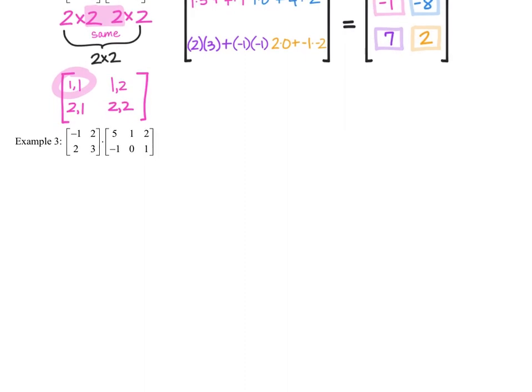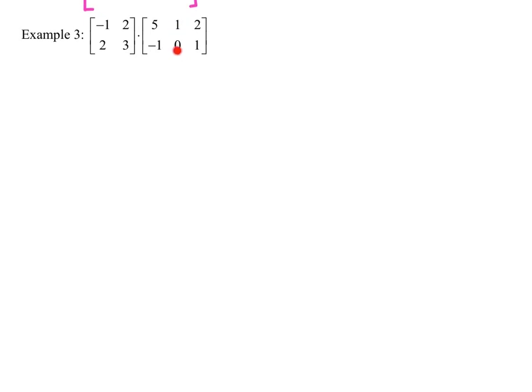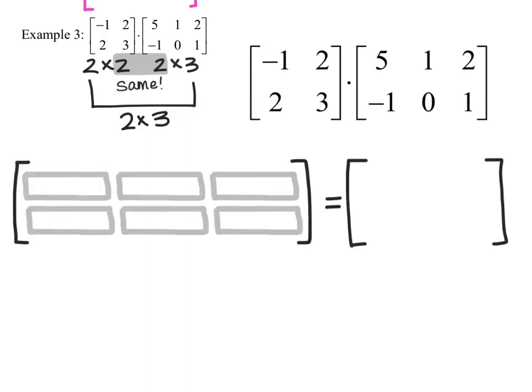Now example 3 is going to have more calculations than example 2 because there are more columns in that second matrix. Now we know that we are able to do this multiplication because the left matrix has 2 columns and the right matrix has 2 rows. Since those numbers match, we're able to do this, and our resulting matrix is going to be a 2 by 3 matrix. So for element 1,1 of our answer, we're going to multiply the first row of the left matrix by the first column of the right matrix.